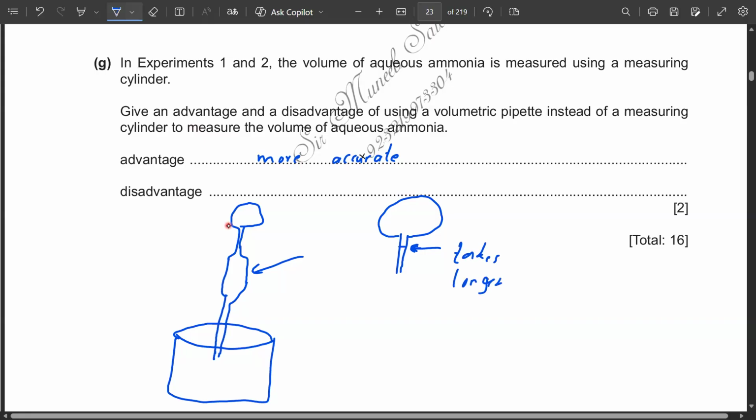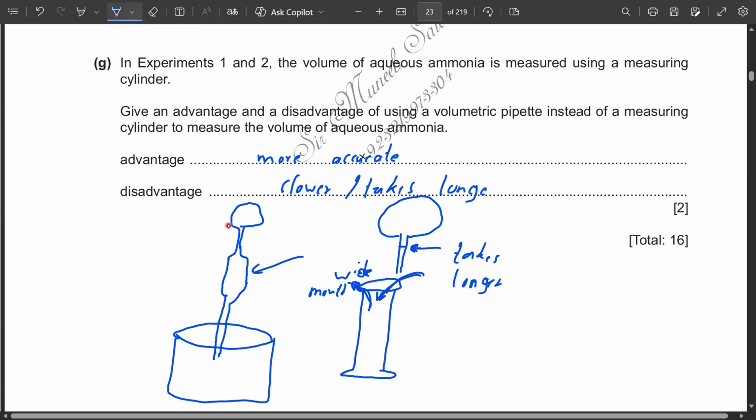However, in the case of the measuring cylinder, which is something like this, it does not take this long because there's a wide mouth, and you can easily transfer any liquid inside of this, and you can easily take out the liquid according to your choice. You can take out the liquid and add the liquid in the measuring cylinder very fast. So that's why it doesn't take longer, but accuracy is smaller. So you say slower or takes longer. In this way, we have also completed the second question.